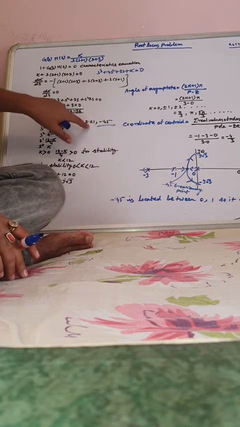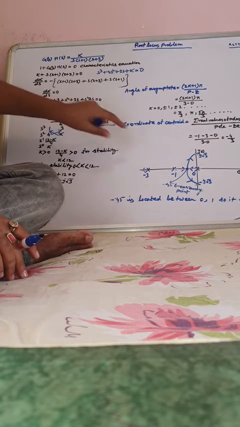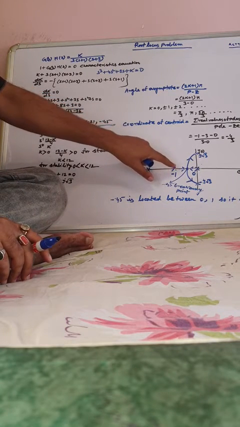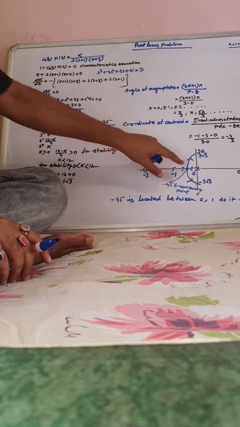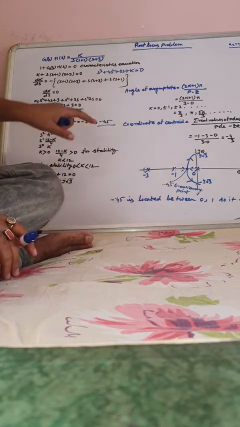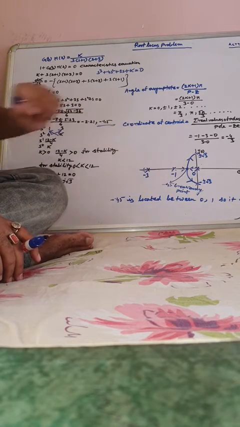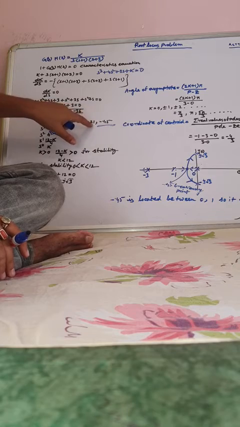Not this point. This point is not located between minus 1 and 0. Look carefully. These two root locus branches on the real axis are in fact meeting at this point. So this is your breakaway point. Minus 0.45 is located between minus 0 and minus 1, so this is your breakaway point, not this.